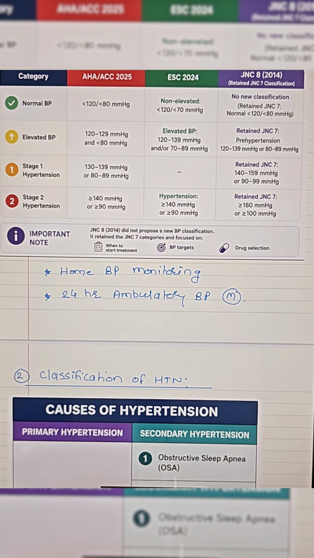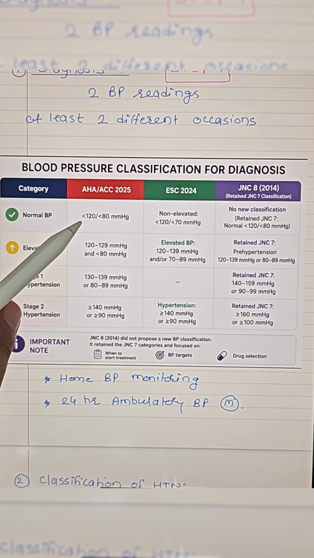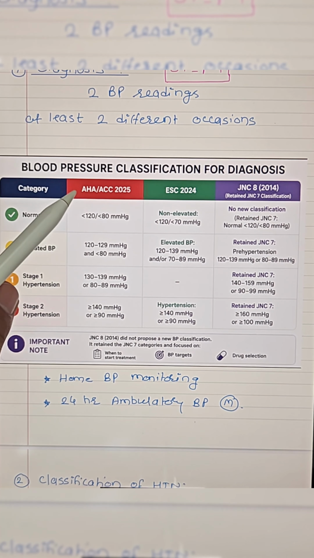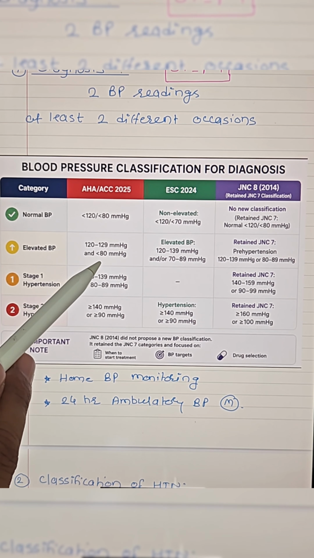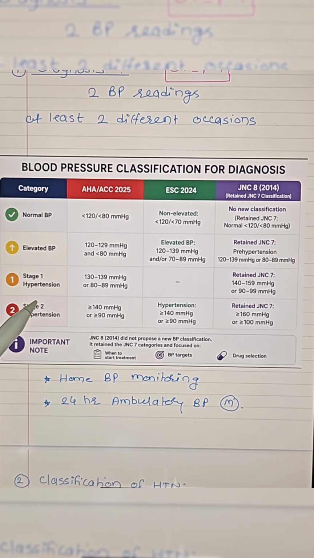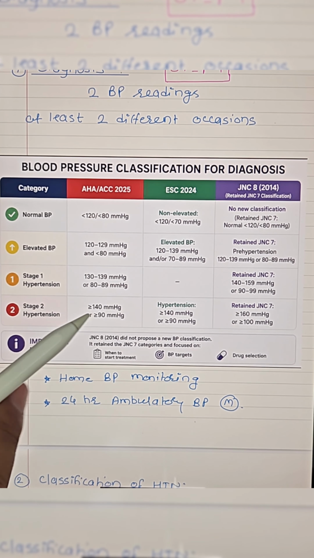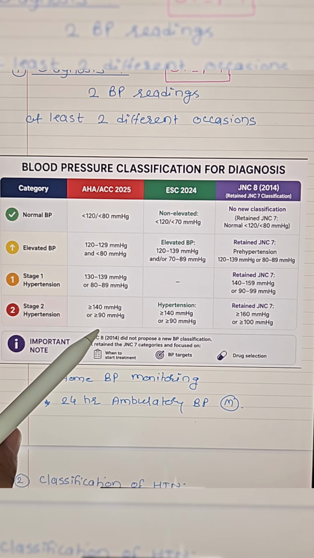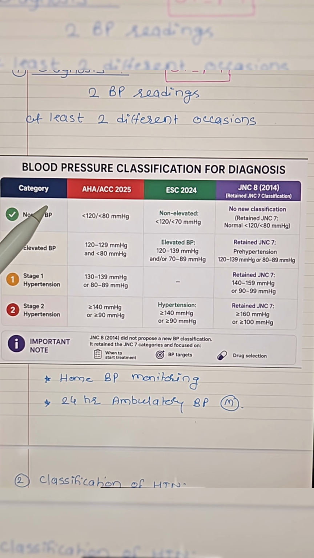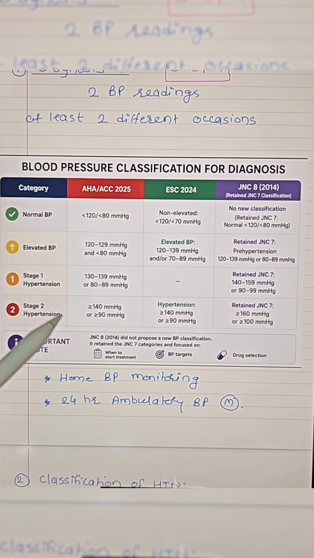First of all is AHA, that is American Heart Association. It has four classes: normal, elevated, stage 1 and stage 2. So what is normal? Systolic blood pressure less than 120 and diastolic less than 80 is normal according to AHA. What is elevated? Systolic is 120 to 129 and diastolic less than 80. Stage 1 hypertension, systolic is 130 to 139 and diastolic is 80 to 89 millimeters of mercury. And stage 2 hypertension is more than 140 systolic and more than 90 diastolic. So AHA ACC 2025 is the most commonly followed classification of hypertension currently.